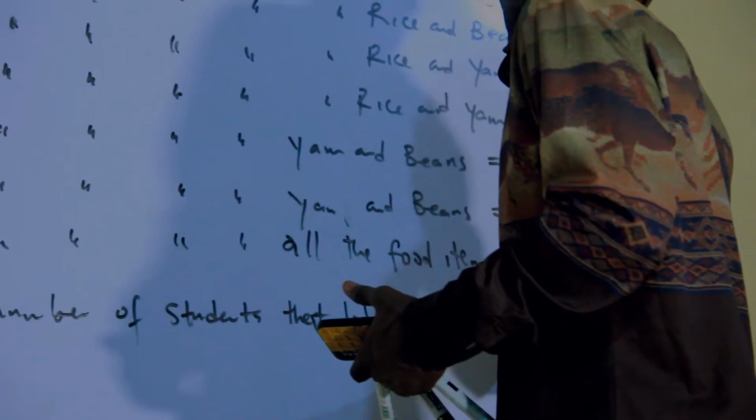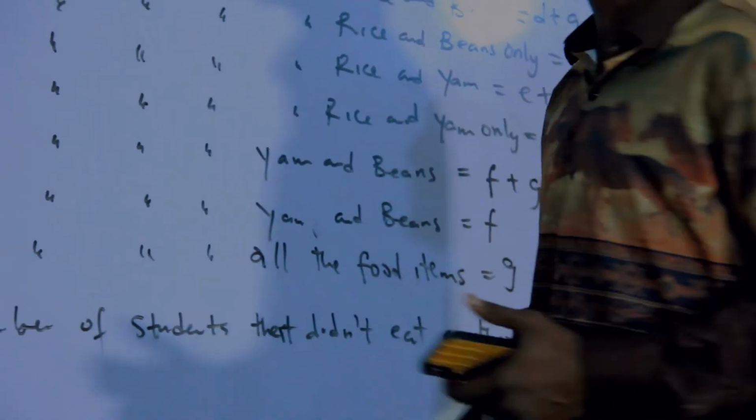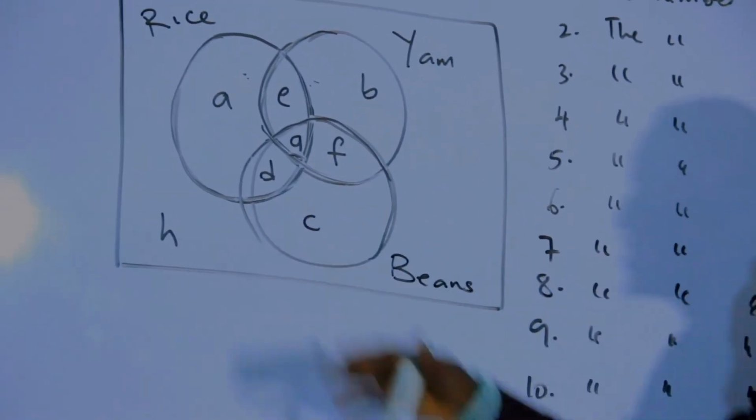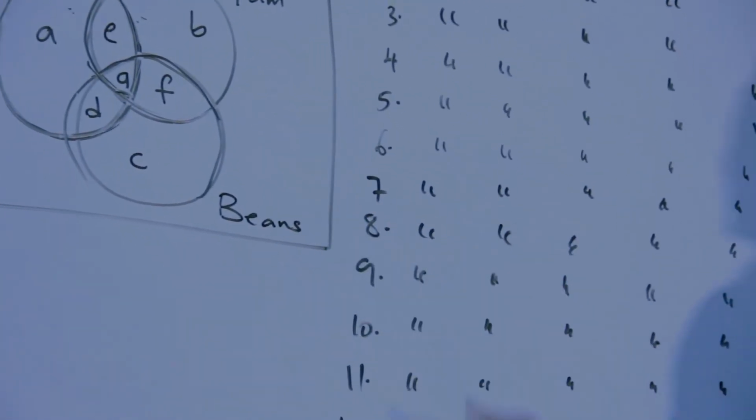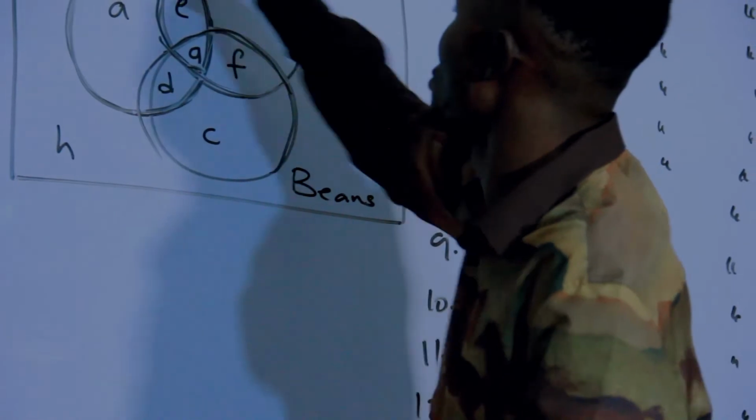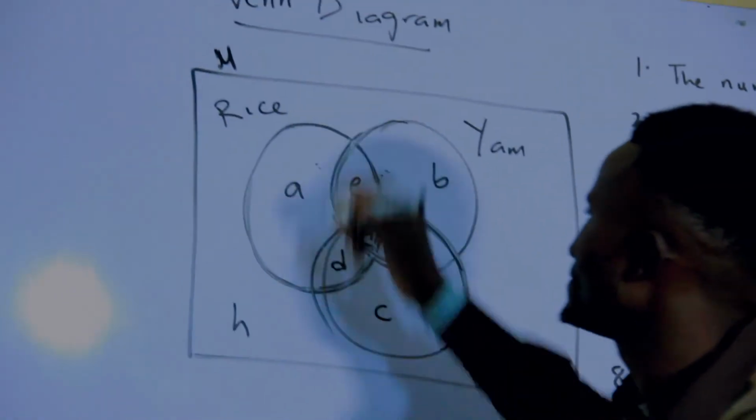The number of students that didn't eat anything. If you check very well, they did not belong to any of this circle. They are outside, but they are part of the universal set. This rectangle is the universal set.